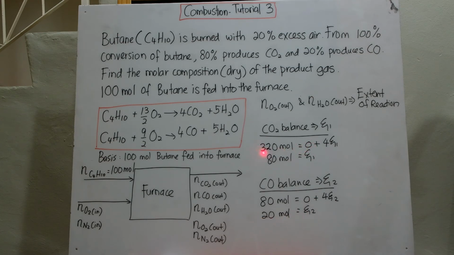Oh, just now I think I made a mistake. This is feed, right? So feed for CO2 is 0. So now you obtain extent of reaction 1 equivalent to 80 mole, extent of reaction 2 equal to 20 mole. So now we can find the mole of O2 out and also the mole of H2O out.